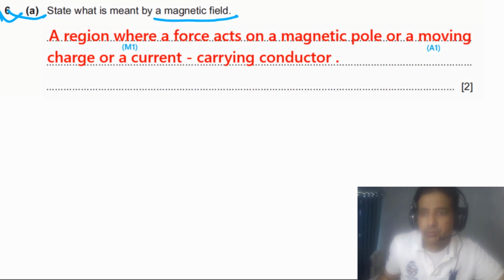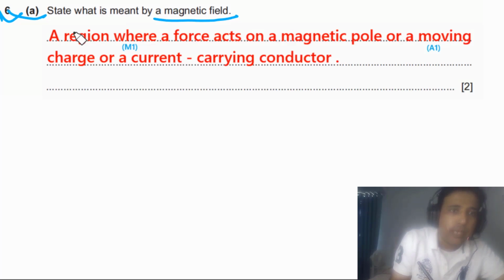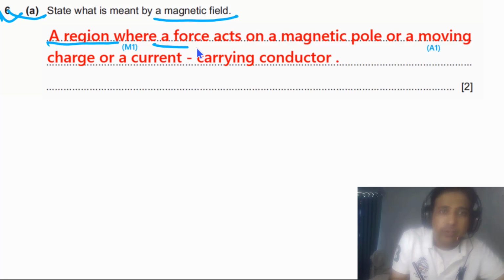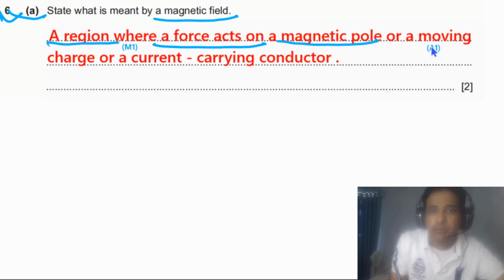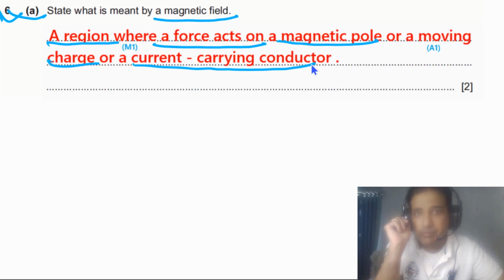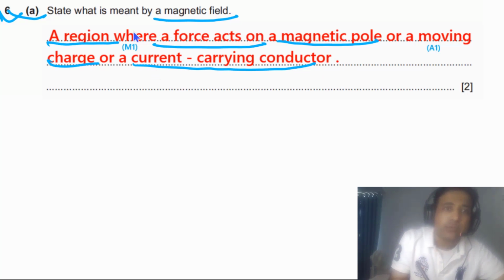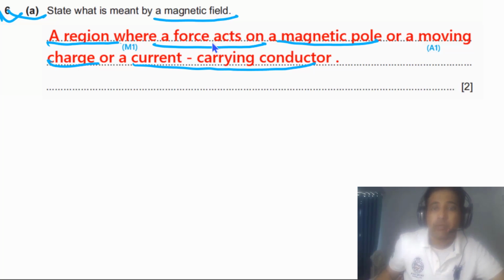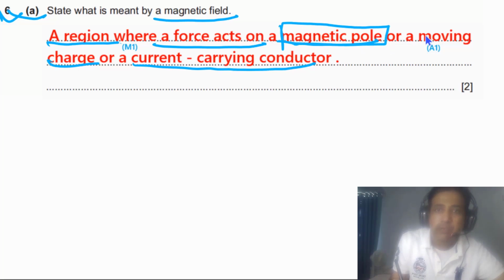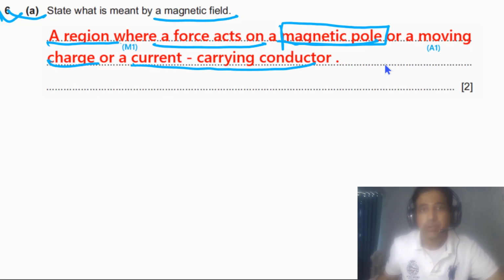Let me show you how you can write down your answer. In your answer you have to mention a region where a force acts on a magnetic pole. You can also say force acts on a moving charge, or force on a current carrying conductor. So any one of them you can mention in your answer. This question has 2 marks. The first mark is the M mark: you must have written a region where a force acts on, and then if you write down magnetic pole, or moving charge, or current carrying conductor, you will get 2 marks.